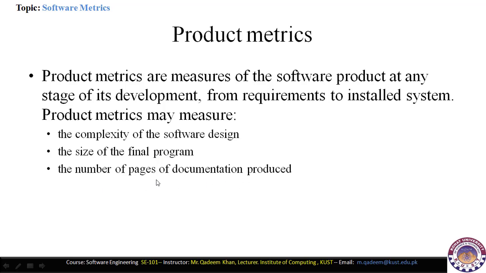During software development, we produce different documentation. For example, the software requirement specification is one document. Software design description is another document. Similarly, software test cases are another document. So all these documents are produced during the project. When the product is completed, we also measure how many pages are produced. This also includes the complexity of the project.